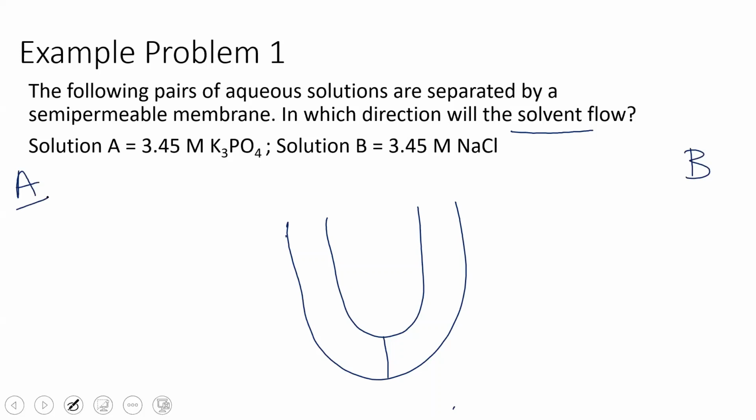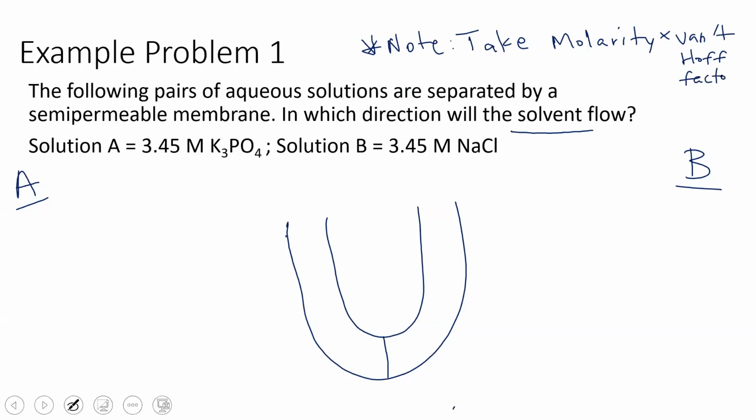So the trick to these is to take your molarity and then times it by your Van't Hoff factor. And then once we do that, we can compare both sides.